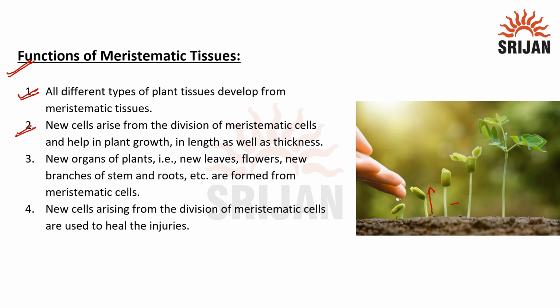Next, you can see that these new cells are helping in the growth of the plant, including its length as well as its thickness. It would also be responsible for the development of new organs in plants like leaves, flowers, branches, roots, etc. All these things would be formed from the meristematic cells itself. The last thing is that this division of meristematic cells would be helpful for the plant to heal injuries. For example, if any part of the plant undergoes certain injury or is damaged, the cells that would be repairing it would be the meristematic cells.